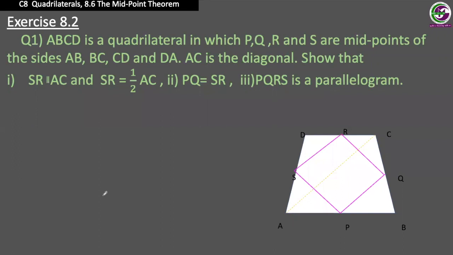ABCD is a quadrilateral. Here it is. In which P, Q, R, and S are the midpoints of the sides AB, BC, CD, and DA. So all these halves are equal because these are the midpoints.